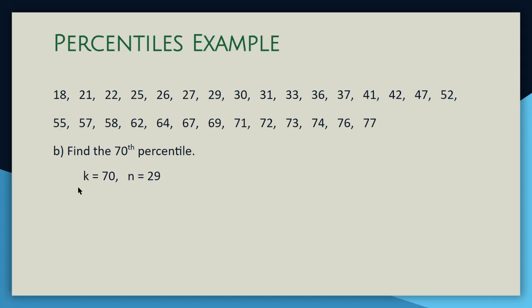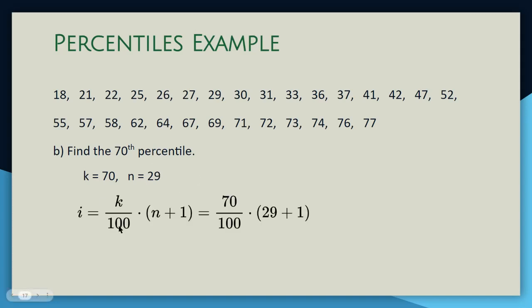To do that, we need to know what our percentile is, 70, and how many values are on our list, 29. And now I just need to figure out what 70% of 29 is. So our index is k over 100 times (n plus 1): 70 divided by 100 times (29 plus 1). And when I do that, I get exactly 21.